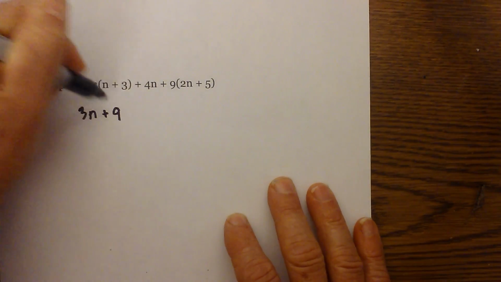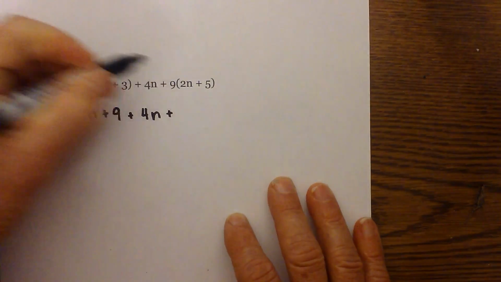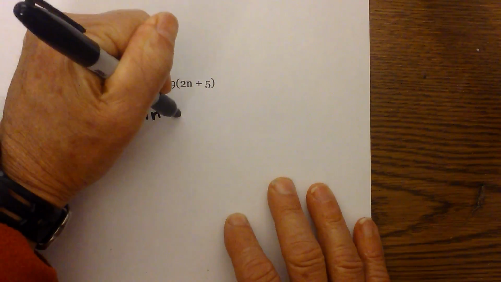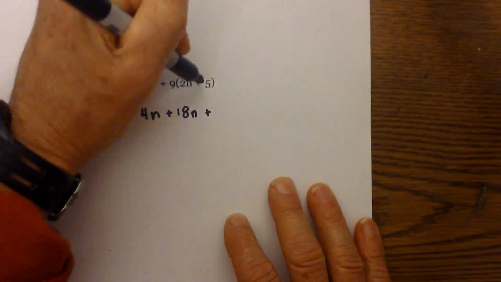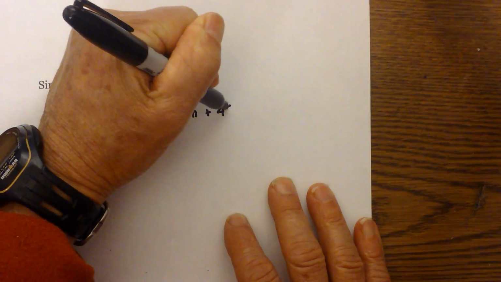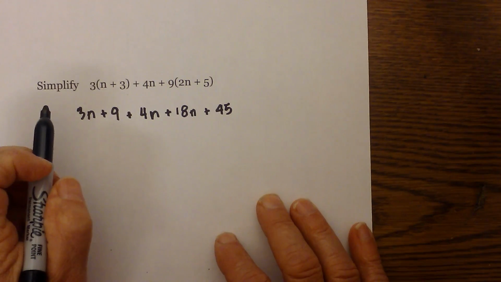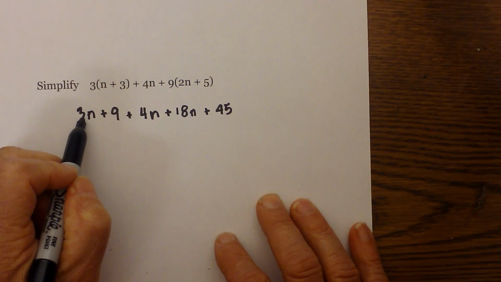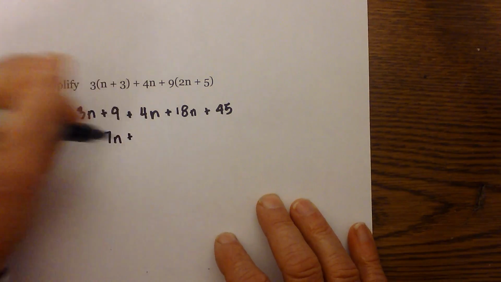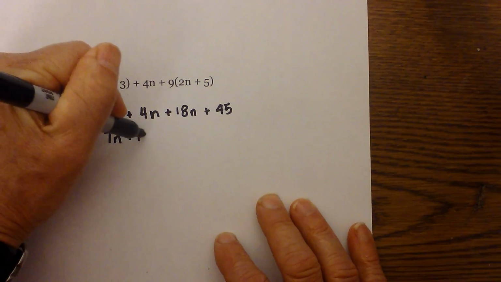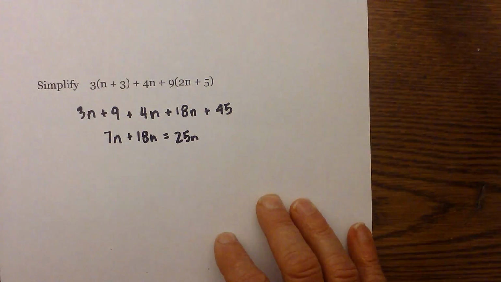And last one, we have 3 times the first term inside the parentheses, 3n, plus 9, 3 times 3, plus 4n, plus 9 times the first term, which is 18n, plus 9 times 5 is 45. Next we'll combine like terms. 3n plus 4n is 7n, plus 18n equals 25n.